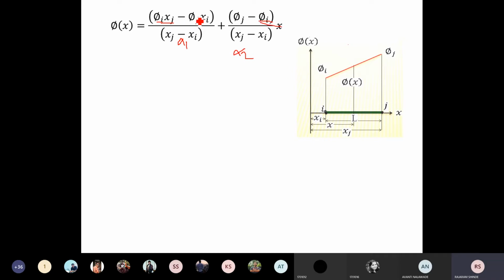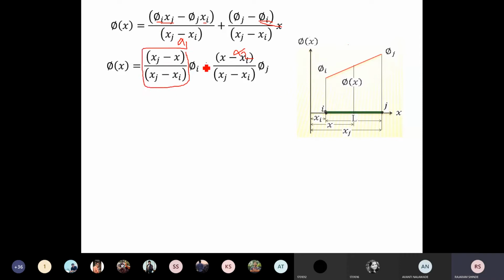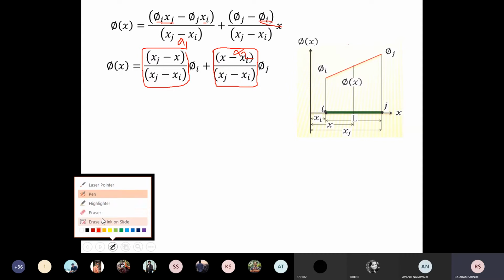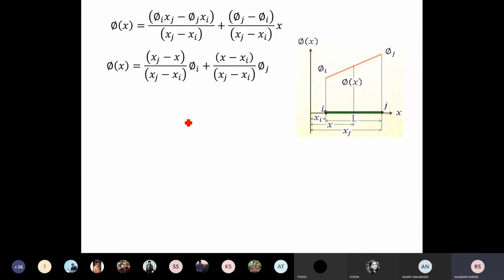Here the multiplier of phi i is xj minus x divided by xj minus xi, and the multiplier of phi j is x minus xi divided by xj minus xi. Here there is a negative sign, therefore I can write phi j into (x minus xi) divided by (xj minus xi), and phi i into (xj minus x). Now you can see, I have written the coefficient or multiplier of phi i and phi j by combining the terms of phi i and phi j. I think this is a simple thing, and I have already discussed this one.